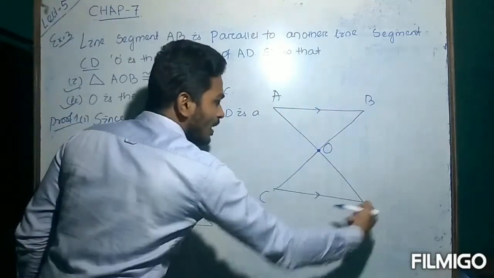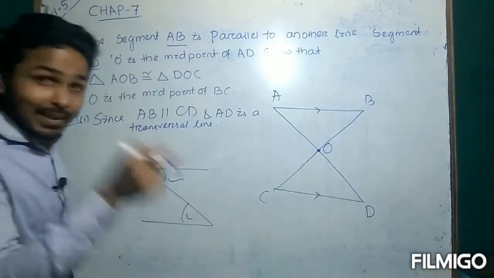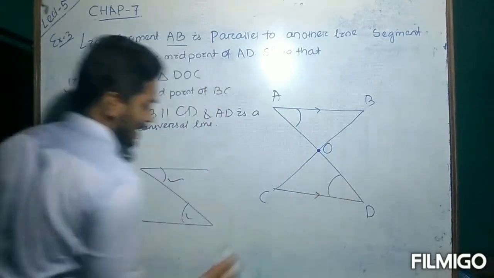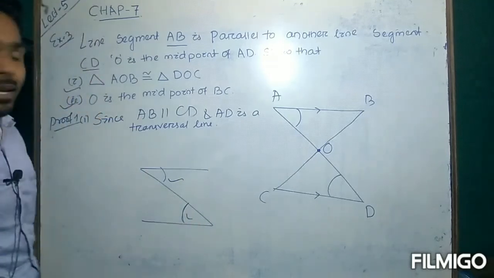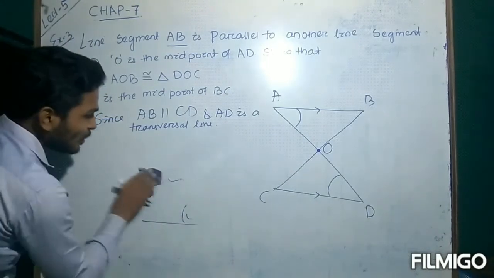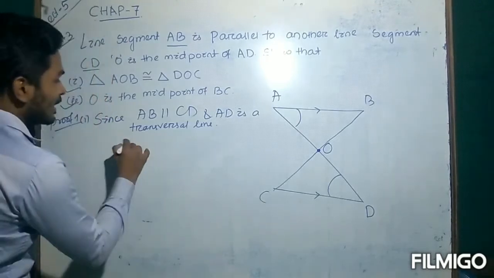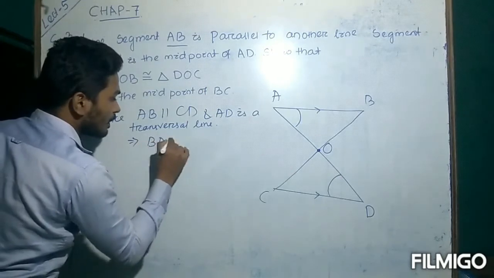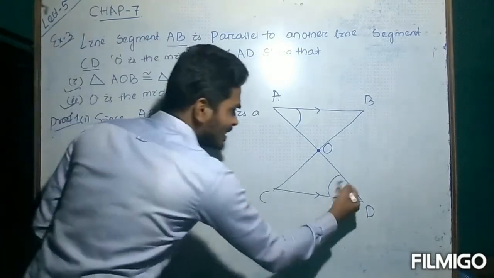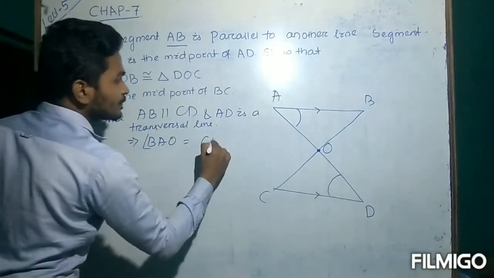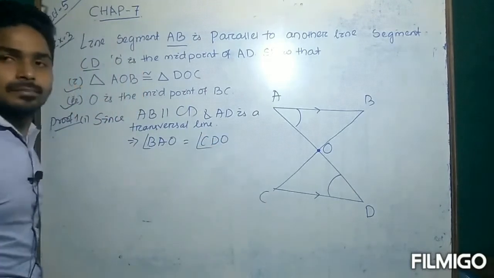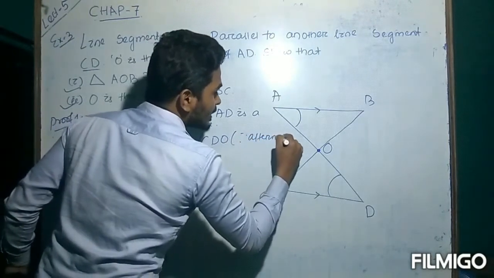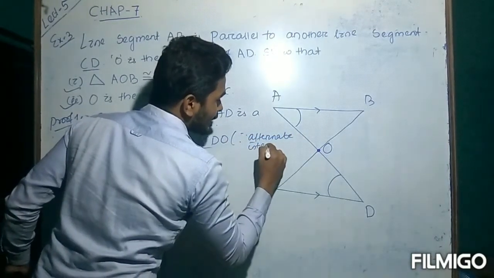So if these are two parallel lines and this is the transversal line, then we can write that this angle is equal to this angle. Understood? So we can write that this angle, BAO, is equal to this angle, CDO. Clear? Why? Because they are alternate interior angles.